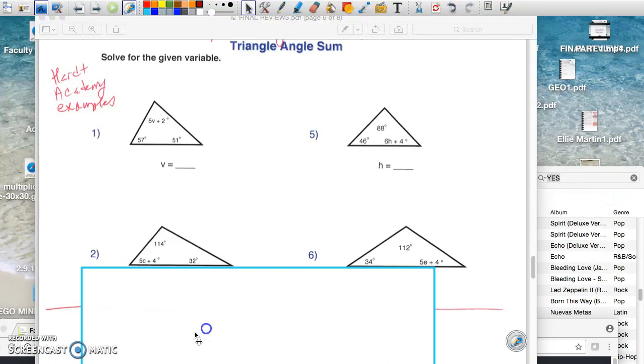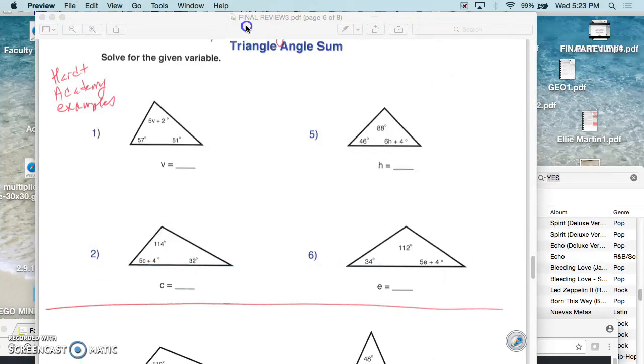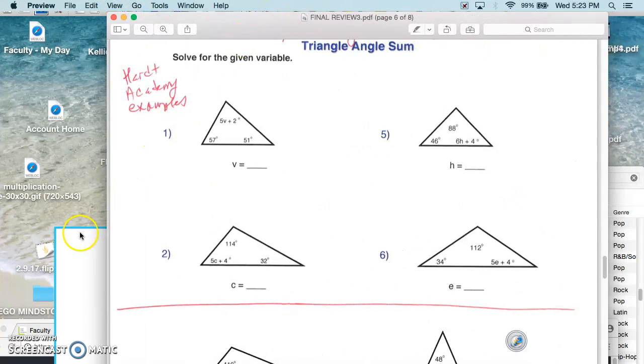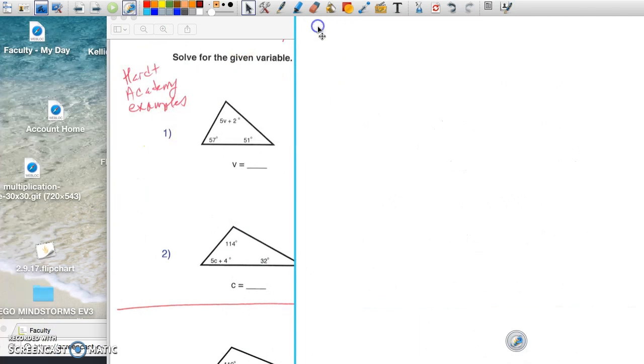All right, let me go to number 2. Especially period 8. Number 2. Not 2. Number 2. They know exactly what I mean. All right. Go ahead and set it up. Remember, this angle plus this angle plus this angle should equal 180. And it doesn't matter how you set it up.